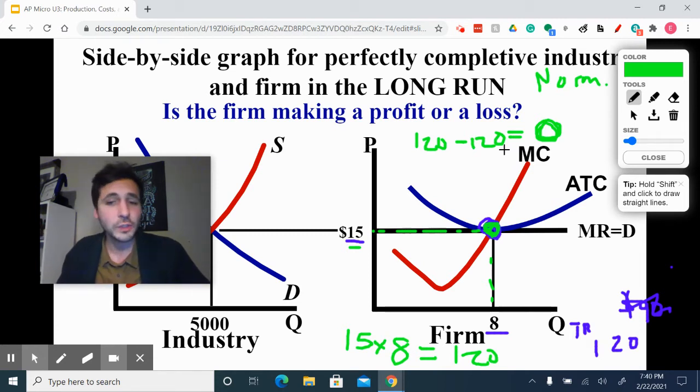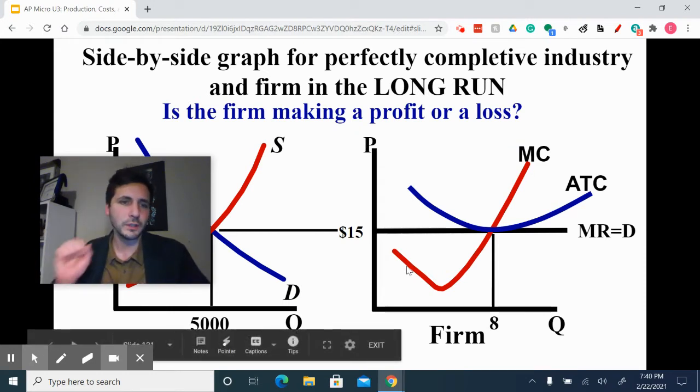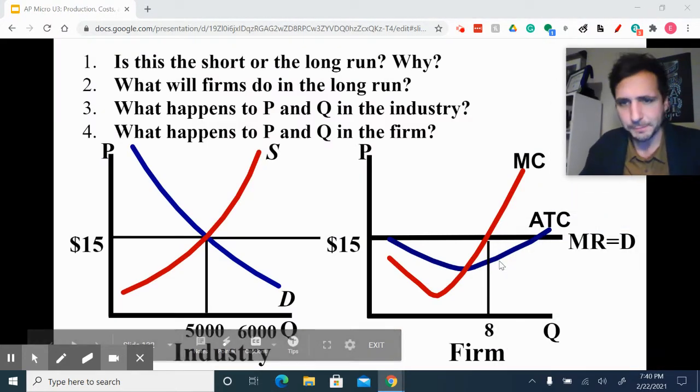There's going to be no change in the quantity produced, the amount of firms, or the price, as long as there's no change in the marketplace. This is long run equilibrium. It is another triple intersection at the intersection of MR, average total cost, and marginal cost, where total revenue equals total cost. Let's keep going.